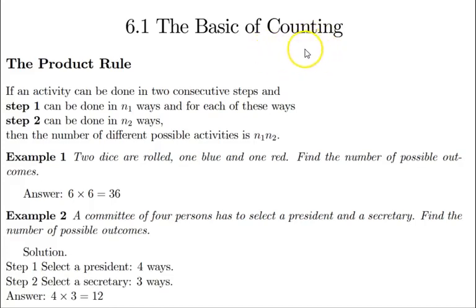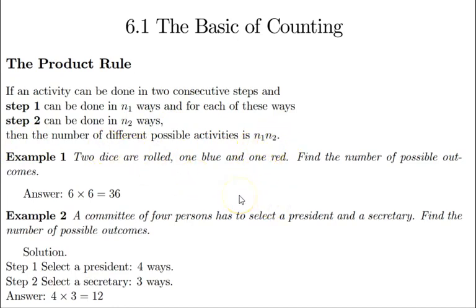6.1 The basics of counting. The product rule. If an activity can be done in 2 consecutive steps, and step 1 can be done in n1 ways, and for each of these ways, step 2 can be done in n2 ways, then the number of different possible activities is n1 times n2.